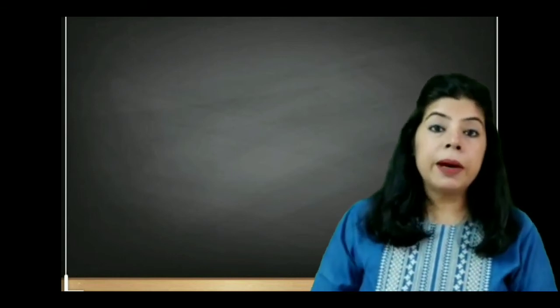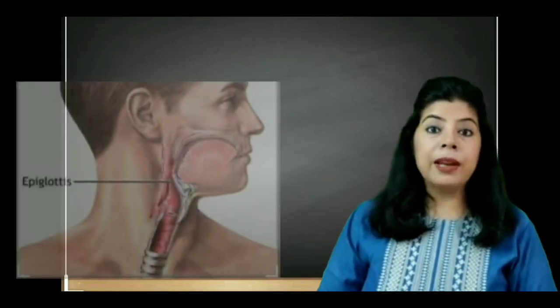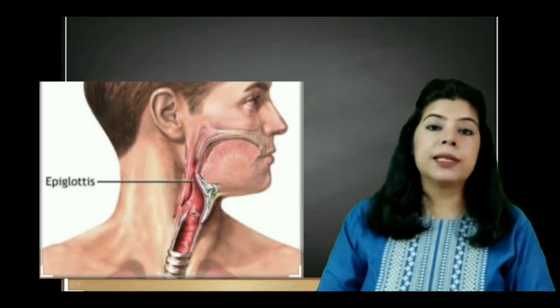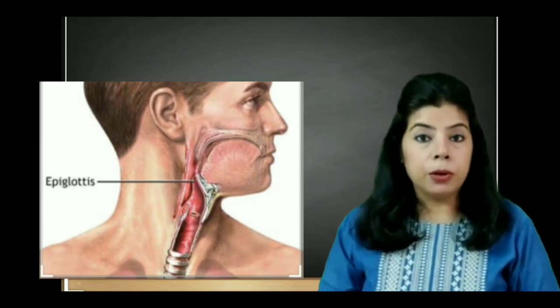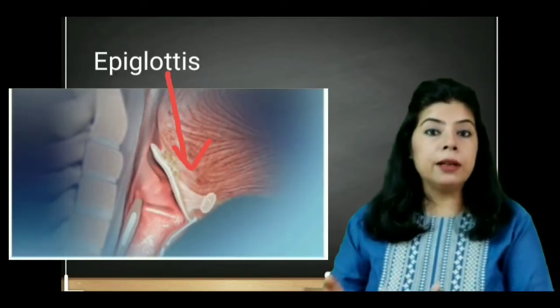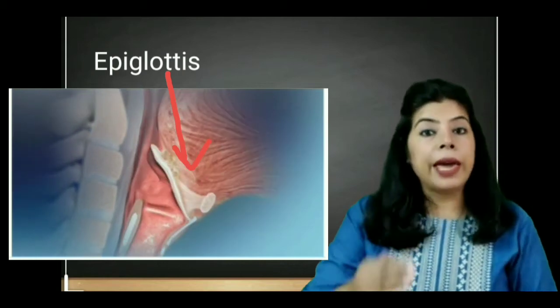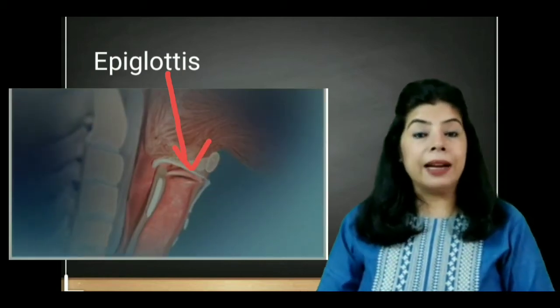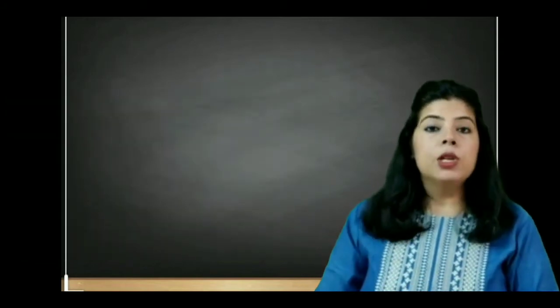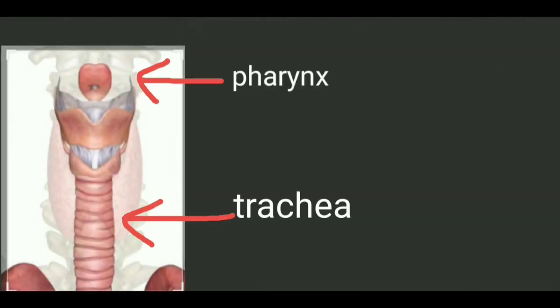So this is avoided by the presence of a flap of muscle which is called the epiglottis. The epiglottis acts as a trapdoor. It does not allow the food to enter the windpipe and it does not allow the air to enter the food pipe. So it is at the end of the pharynx and it is acting as a trapdoor.